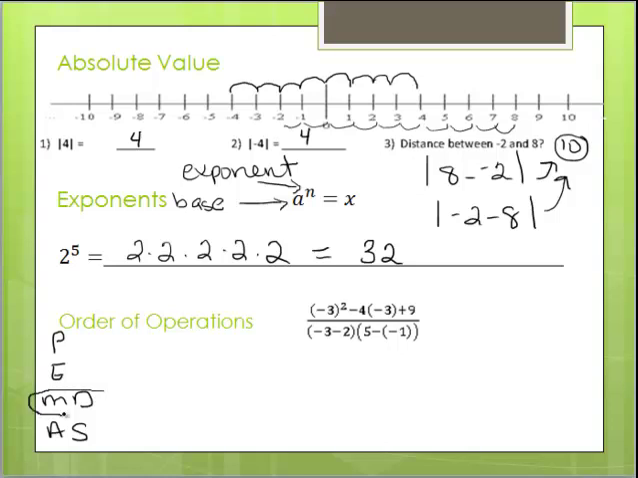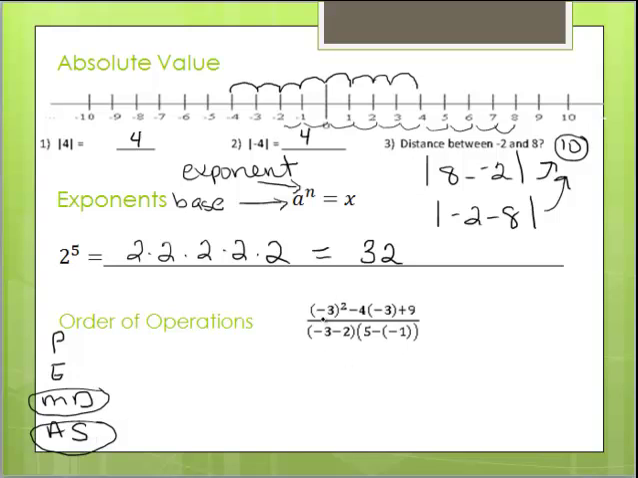I put these two on the same line, because multiplication and division are equal. You do the one you come to first when reading left to right. Addition and subtraction are equal. You do the one you come to first when reading left to right.